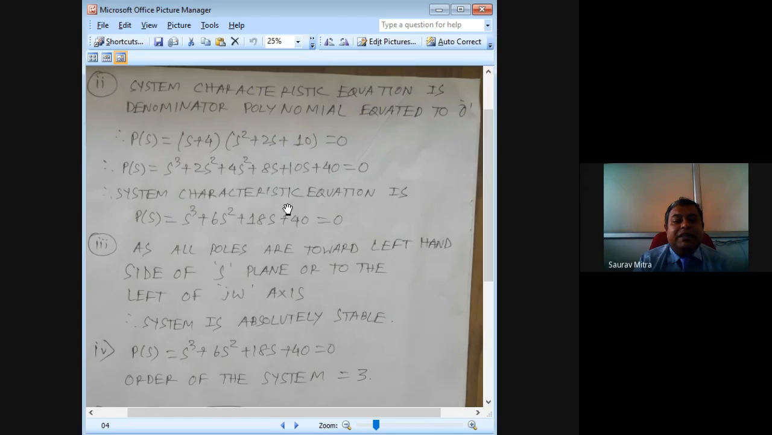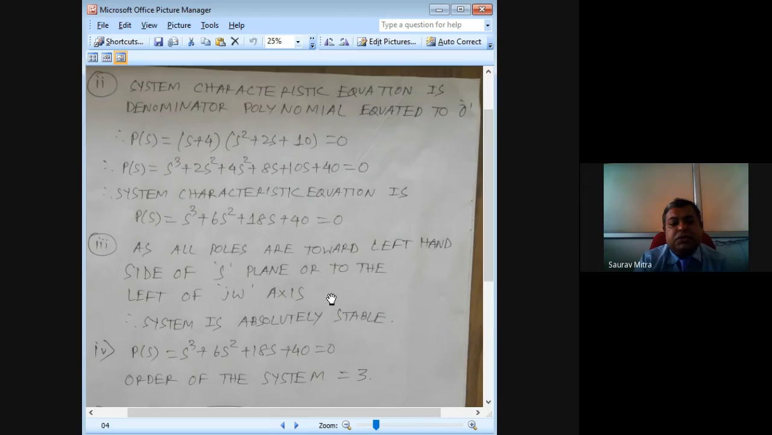Whatever you are getting at the denominator, if you equate it to 0, that becomes the characteristic equation. There is another question asked, whether the system is stable or unstable. Okay, so the system is stable. Here the answer is given as all the poles are toward the left hand side of the S plane, or to the left hand side of the j omega axis.